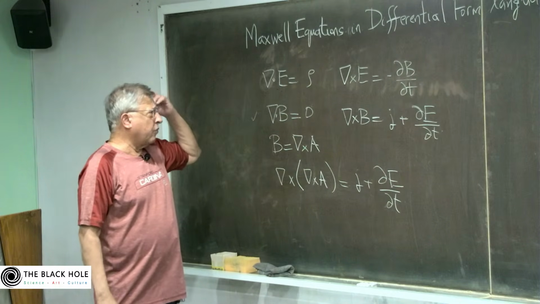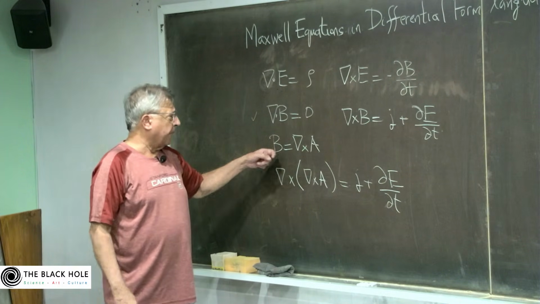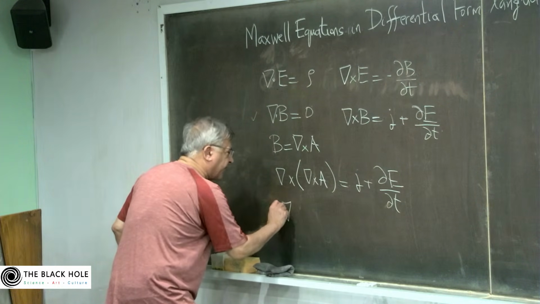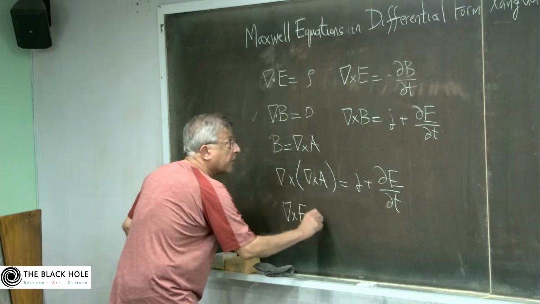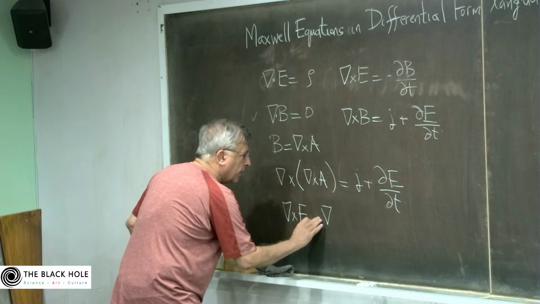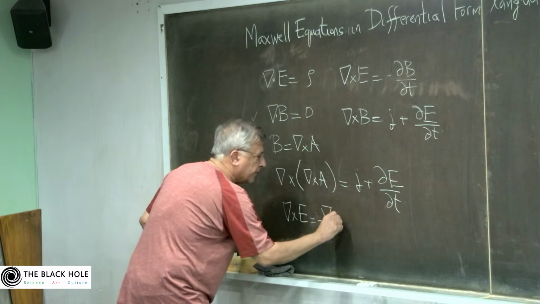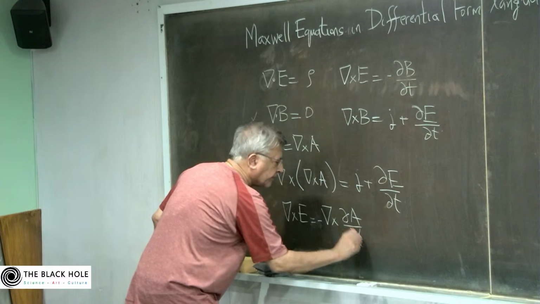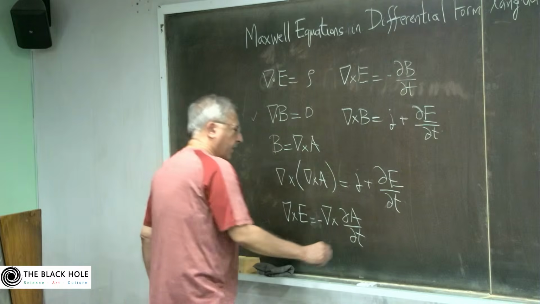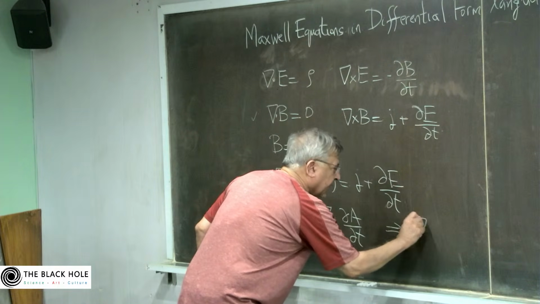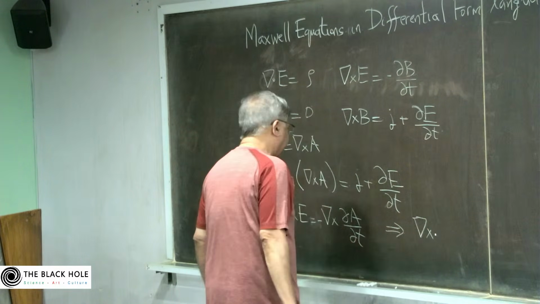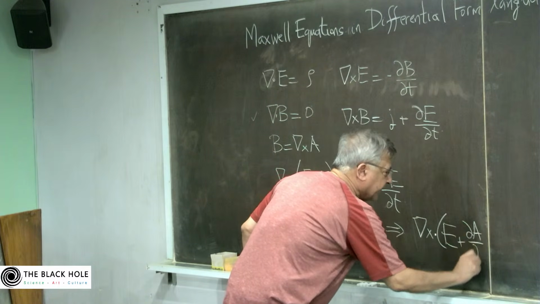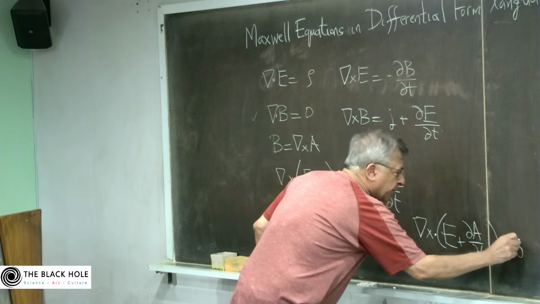Now if we look over here, if we put B equals curl of A over there, then I have curl of E is equal to minus curl of dA by dt, which means that I have the curl of E plus dA by dt equal to 0.